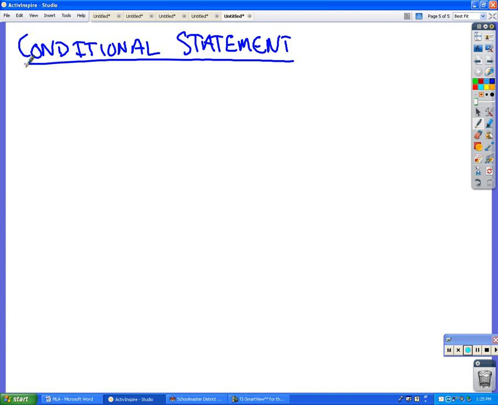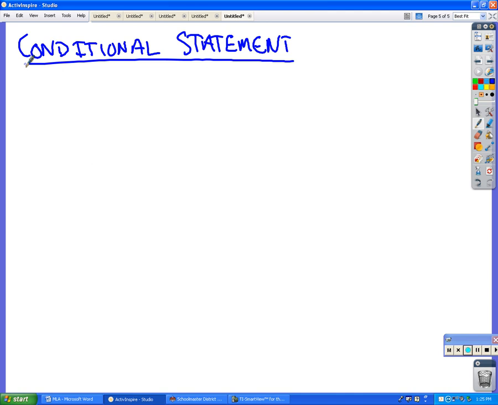We are going to start with what's called a conditional statement. And these are statements that you've messed around with all year in this class. If a polygon is a triangle, then it has 3 sides. So the condition is if it's a triangle, and then the statement is it has 3 sides, okay?